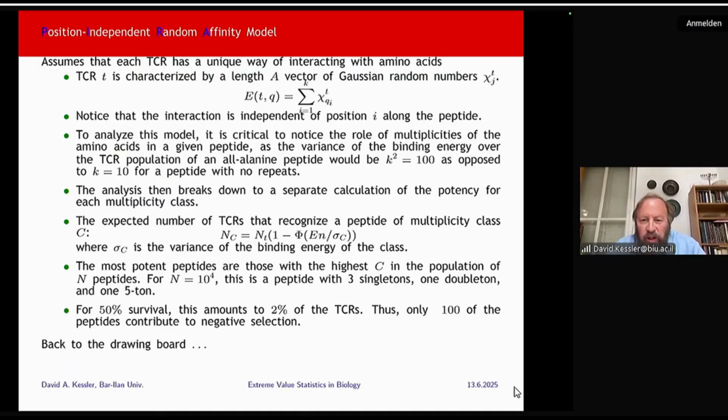So now you have to do the analysis for each different multiplicity class, and the expected number of TCRs that recognize a peptide of a given multiplicity class is the same formula, except that now sigma depends on the class.